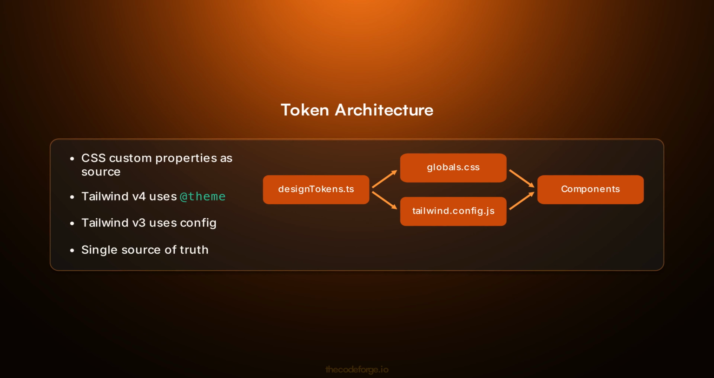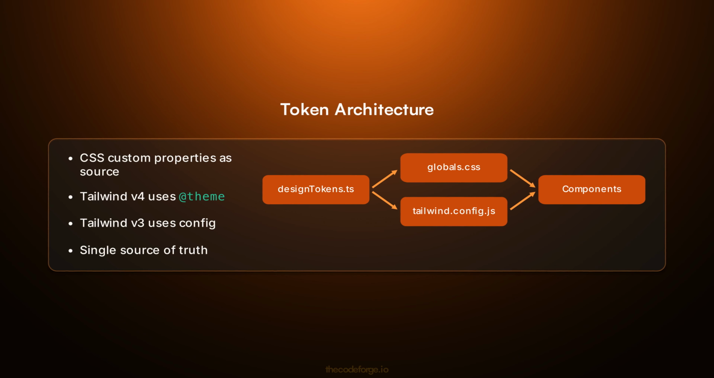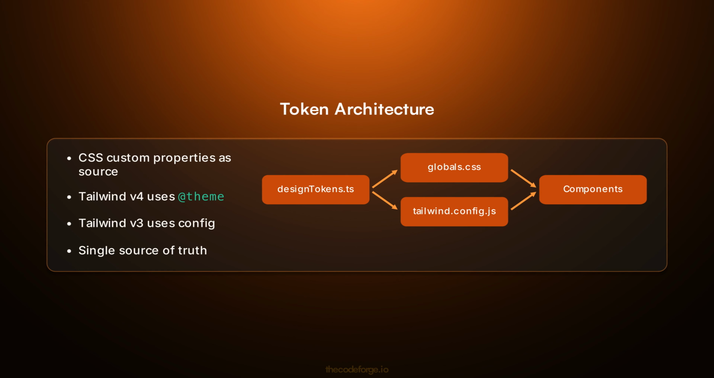Tokens live in CSS custom properties. Tailwind v4 uses @theme directives, v3 uses tailwind.config.js. Both must reference the same variables. The key is to generate both from a single TypeScript source so they never diverge.